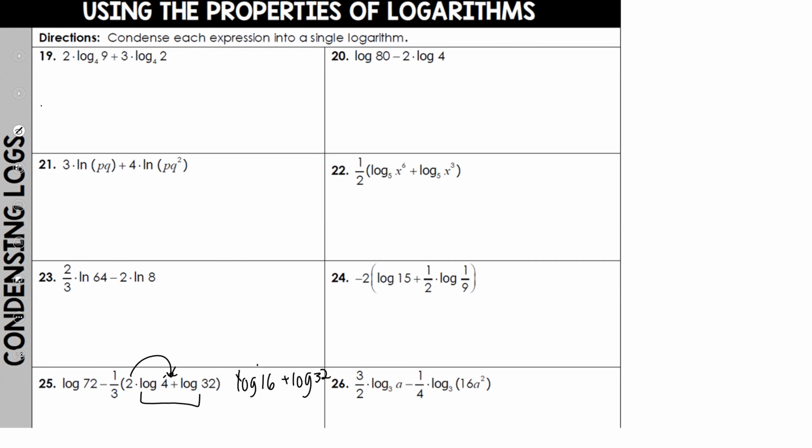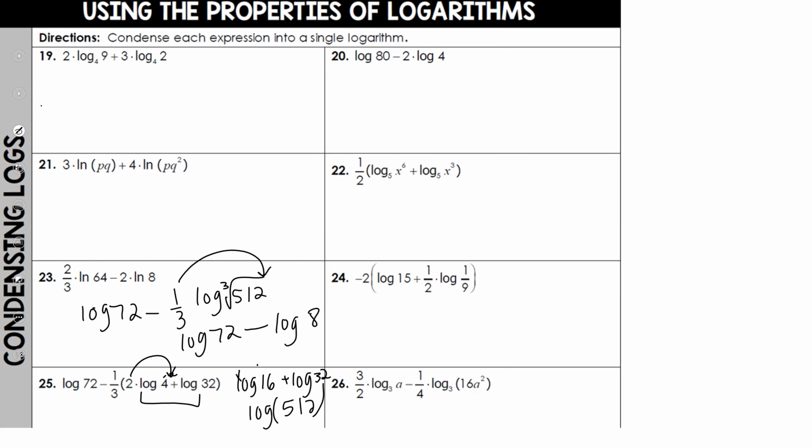And you multiply these. So in your calculator, what's 16 times 32? So we have 512. Okay, so I'm going to write what I have: log 72 minus 1/3 log 512. So this 1/3 will become the exponent here. And 1/3 is the same thing as doing a cube root. Do you guys know what number multiplied by itself 3 times will give you 512? 8. So this is the same thing as log 72 minus log of 8. And then this can be log of 72 divided by 8, which is what? Log 9. There you go.